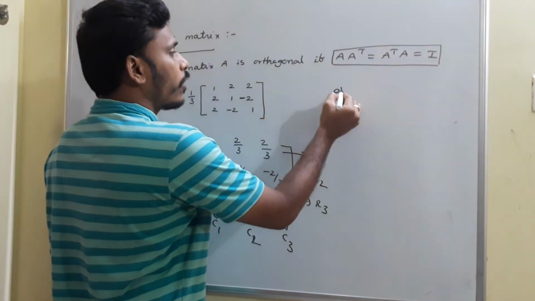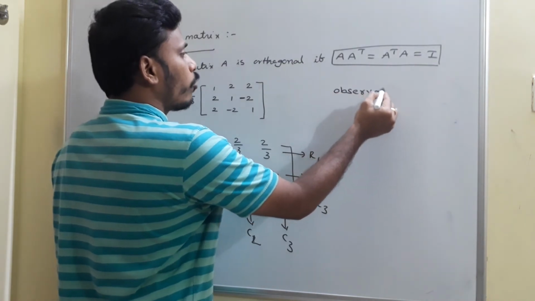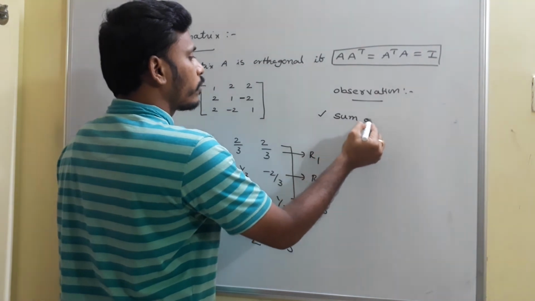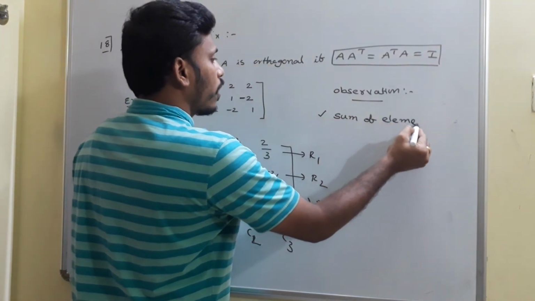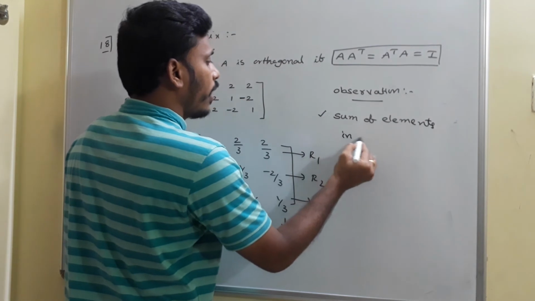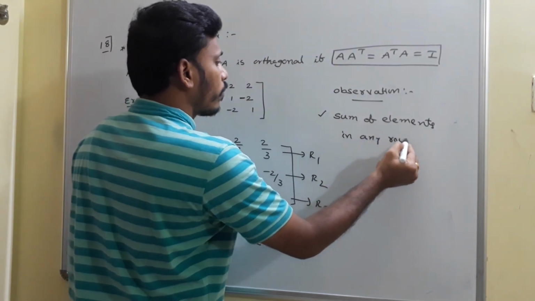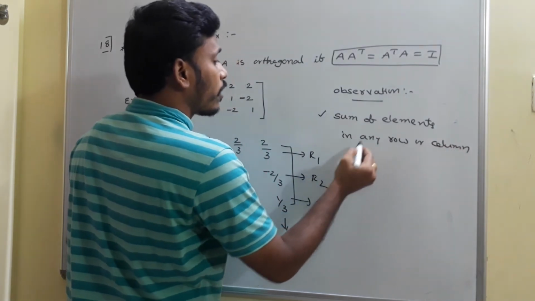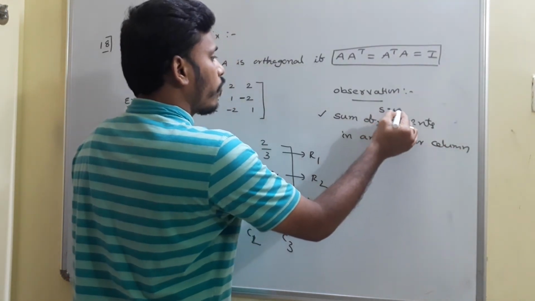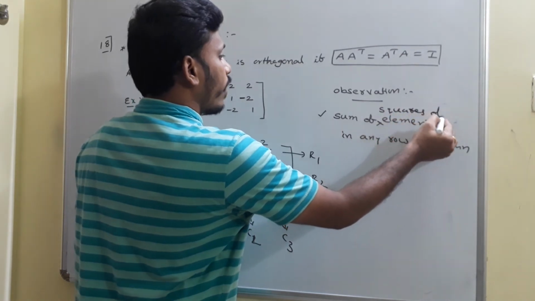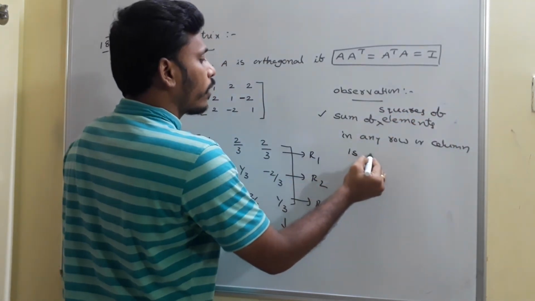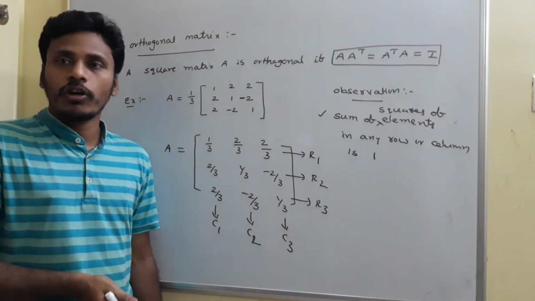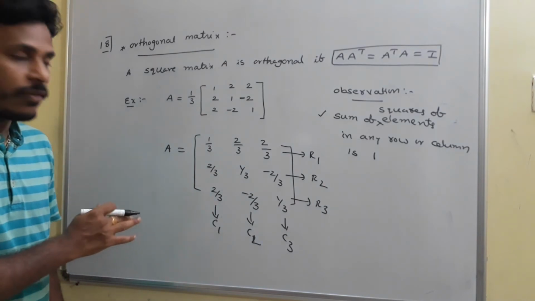Here, one observation I am going to mention for you is that the sum of squares of elements in any row or column is 1. It happens for every orthogonal matrix, but here we are just observing it for this one.